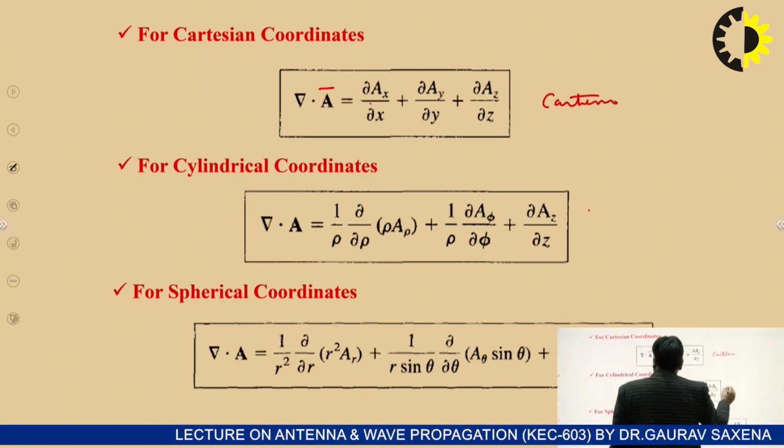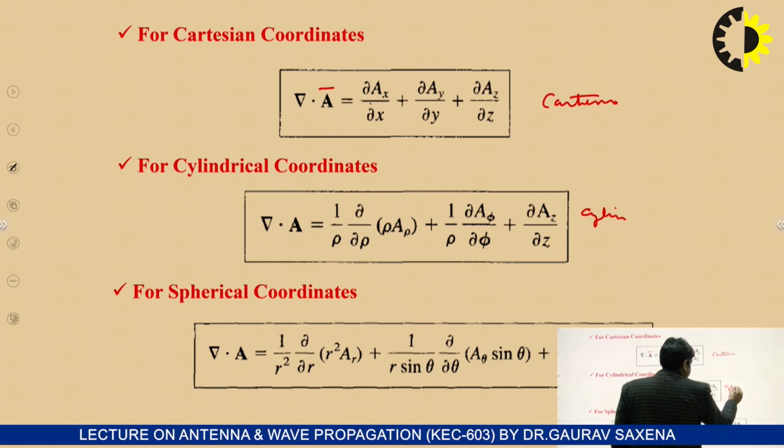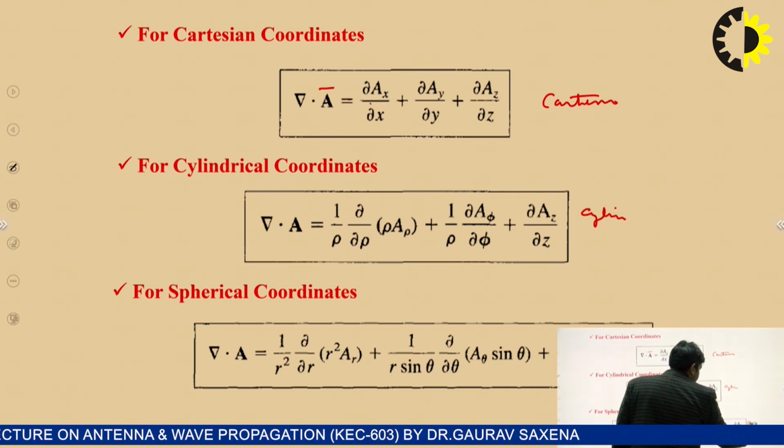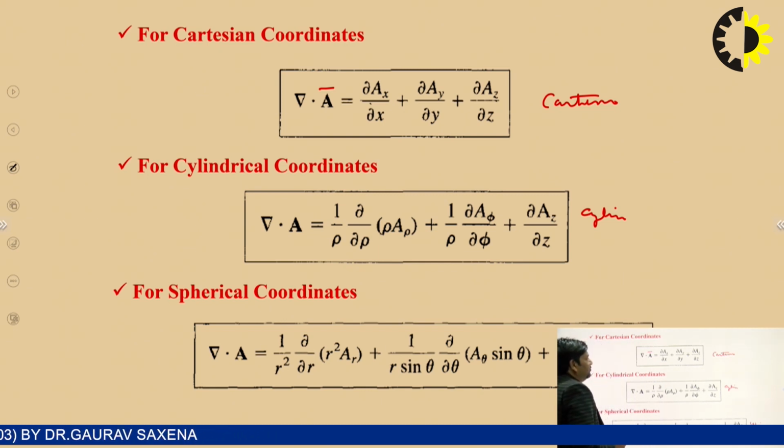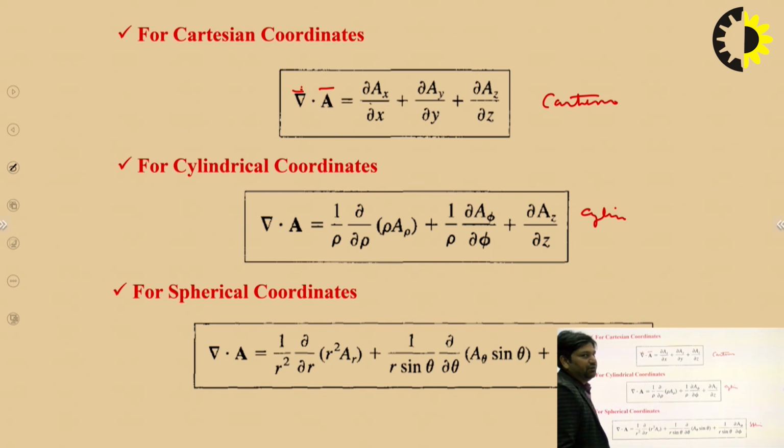Second one is the cylindrical coordinate system. Third one is the spherical coordinate system. In this case, if vector A is defined, then how do we calculate the divergence? This is the del operator. So del dot A is equal to del Ax upon del x plus del Ay upon del y plus del Az upon del z. So we can easily calculate the divergence of any vector in the Cartesian coordinate system.